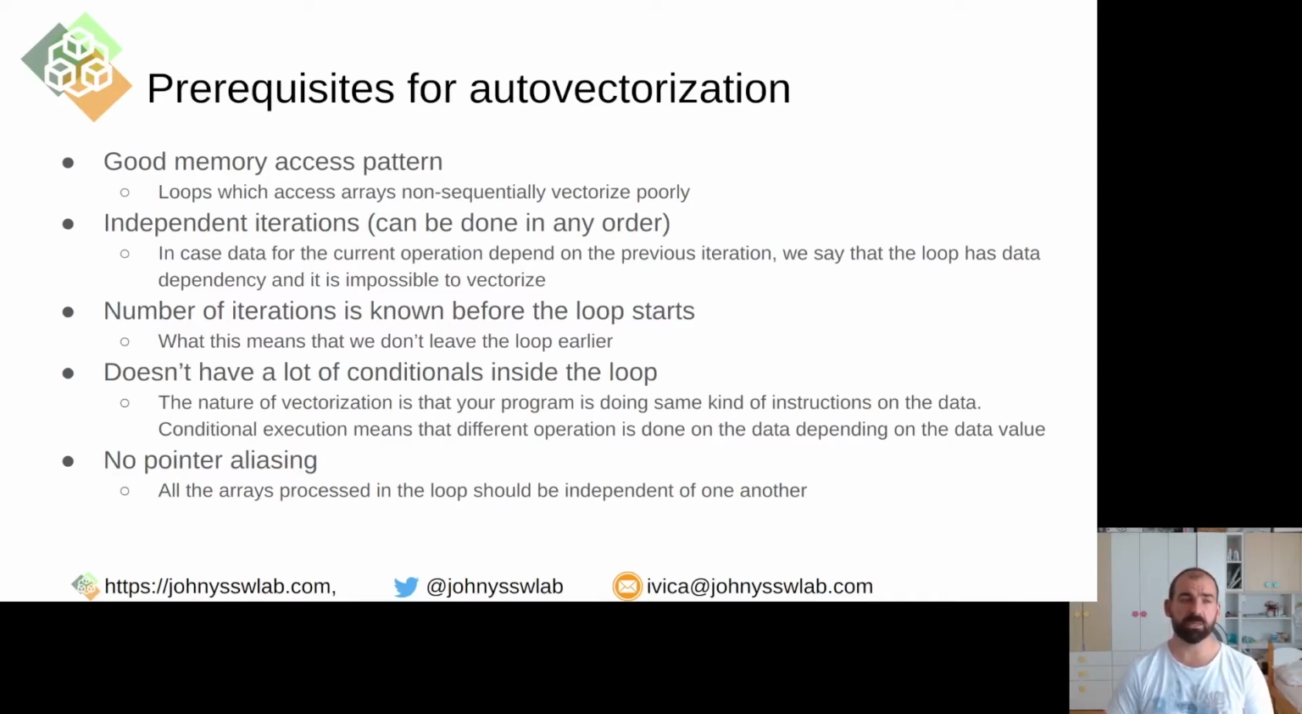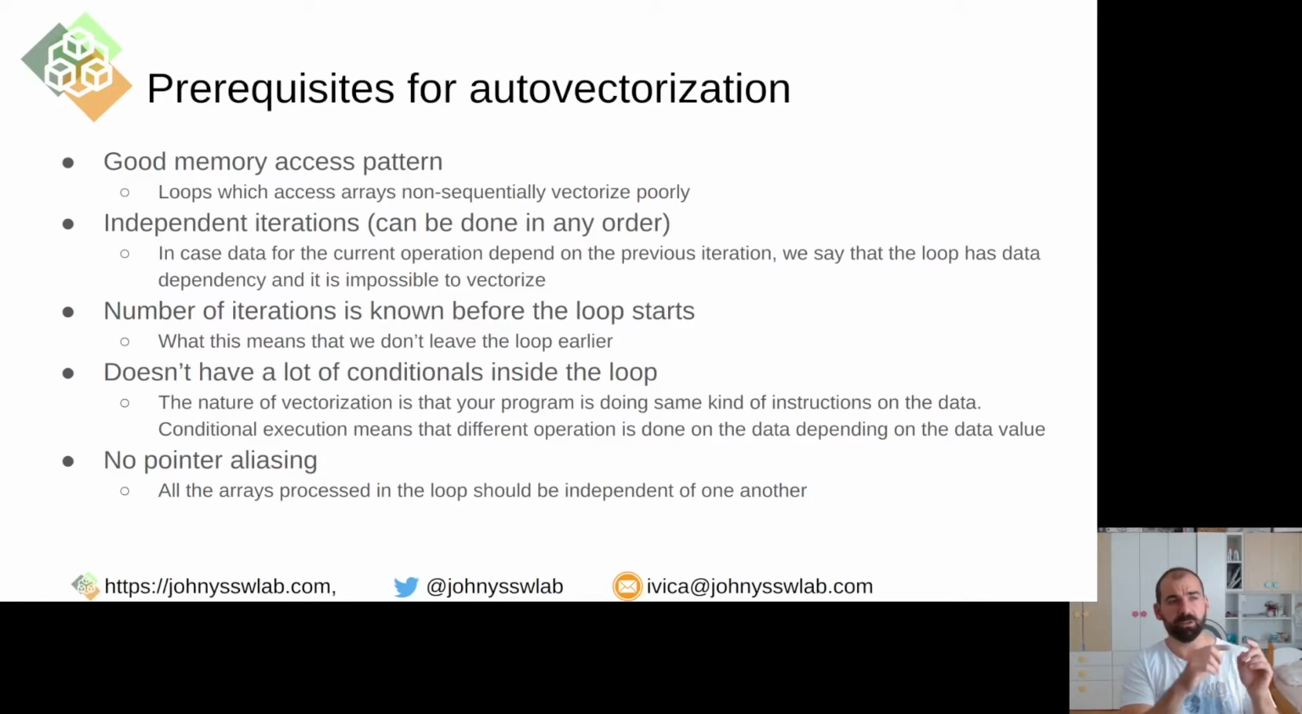So you want a loop that goes over an array or a vector from 0 to n, or from n to 0 with a stride of 1, so i++, not i += 4. Next, you want to have independent iterations. Independent iterations mean that each iteration can be done by itself. It doesn't depend on previous iterations.